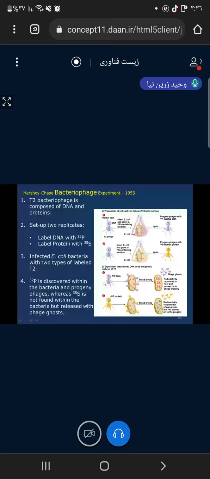Label DNA with P32, and label the protein with S35. In the next step, infect bacteria with the 2 types of labeled T2. P32 phosphorus is discovered within the bacteria and progeny phages, whereas S35 is not found within the bacteria but released with the phage. Okay.